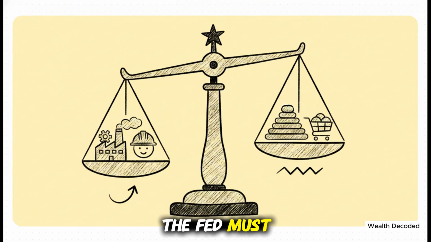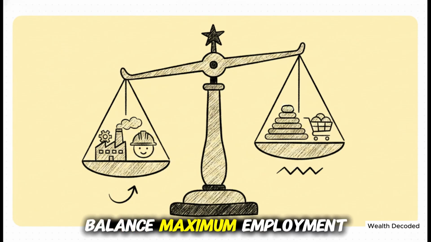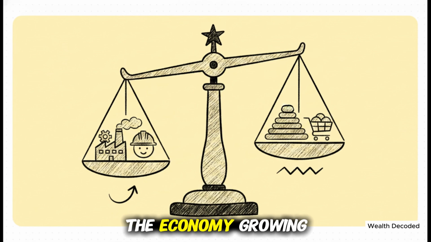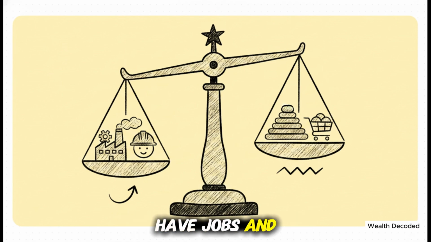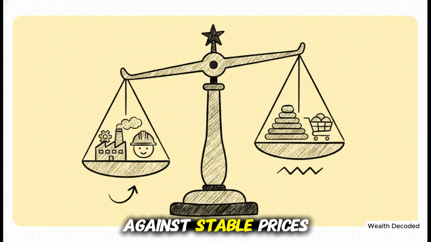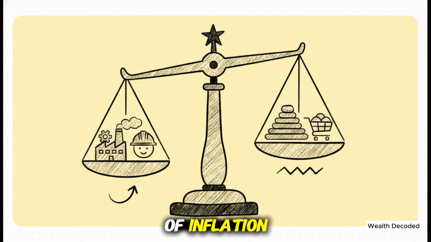And this brilliantly illustrates our final core concept: the ultimate balancing act. The Fed must walk an incredibly difficult tightrope to keep the global economy from falling apart, and they're guided by what is known as their dual mandate. They must balance maximum employment, which means keeping the economy growing fast enough so that people have jobs and businesses are thriving, against stable prices, preventing the villain of inflation from destroying the purchasing power of your hard-earned money.